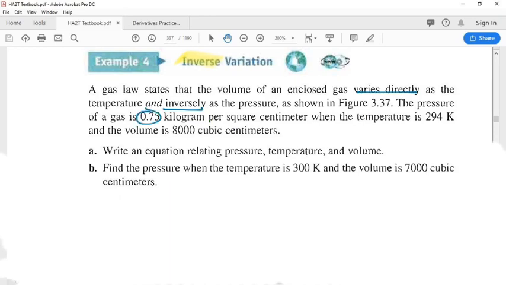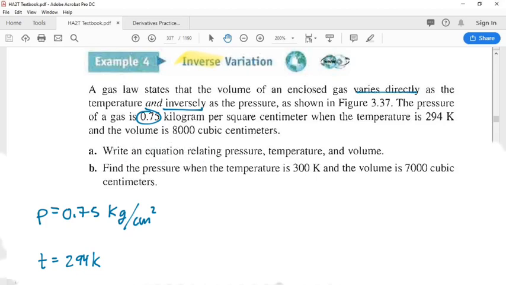And then it says the pressure of the gas is 0.75 kilograms per square centimeter. So let's write that out. The pressure is 0.75. I don't know if I should use P as the variable, but I'm going to use it anyway. Kilograms per centimeter squared. And we have this other one. It says when the temperature is 294 K. Okay, so we have temperature 294 K and the volume is 8,000.